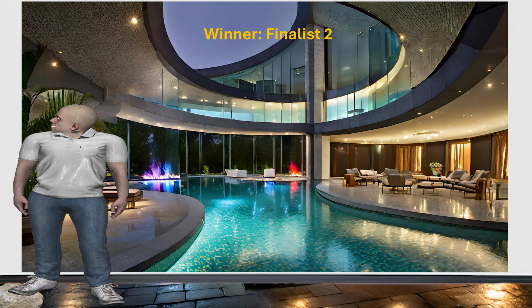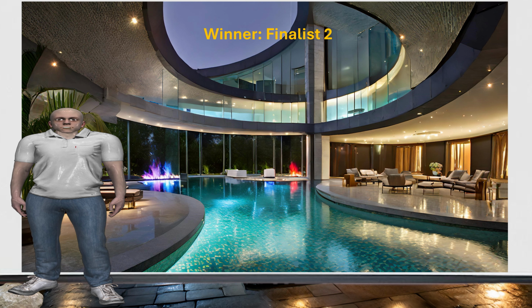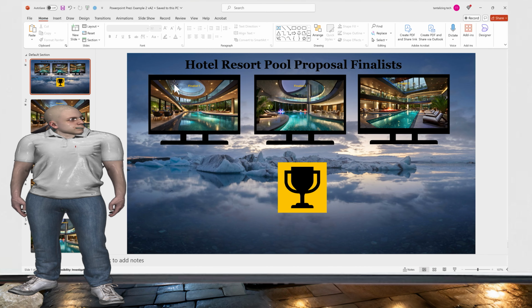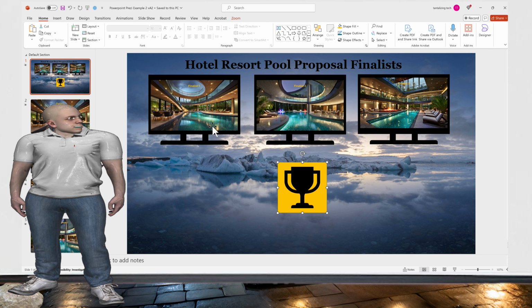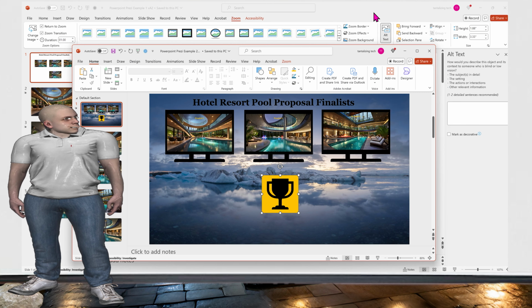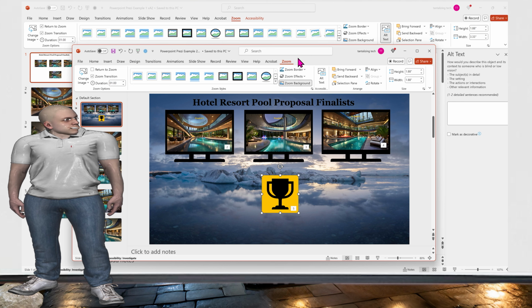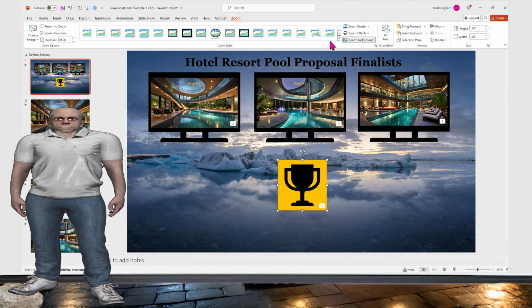And if we click again, we get the winner, the big reveal, finalist 2, the winner of the contest. And then we could click again and it ends the presentation. Now, as before, if you wanted to, we can click on the trophy, and in my case, I need to minimize to get to my zoom menu.